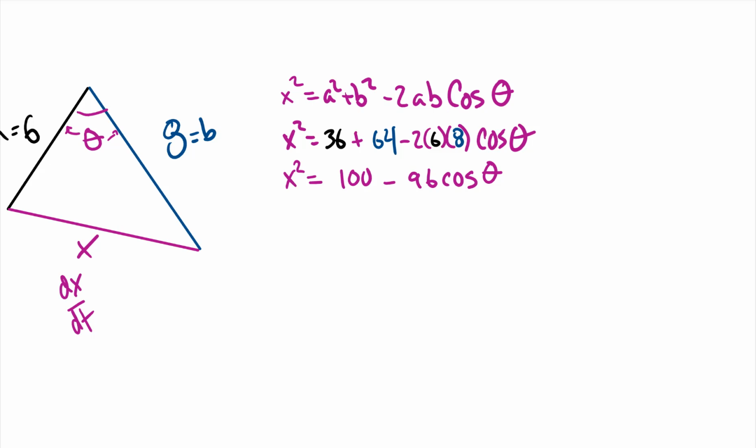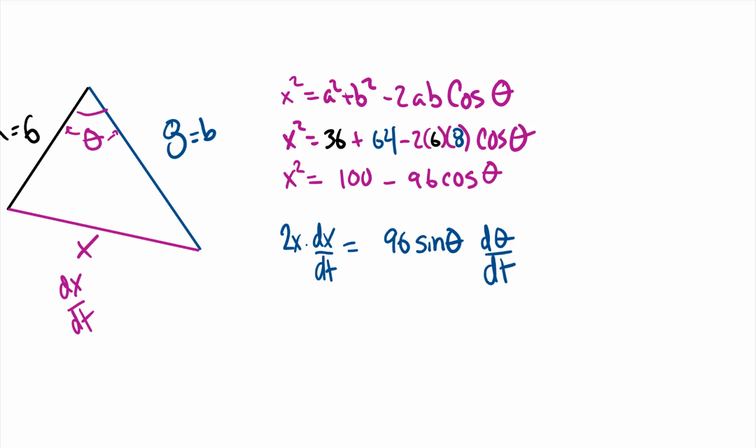Well, let's take a derivative. Once we have some relation that's all tied up, we just have two variables, making sure we're not doing any products, chains, or quotients. So we'll take a derivative on x squared, and that's going to become 2x dx dt. Hey, that's what we're looking for. We want dx dt. The derivative on 100 is nothing, and then the derivative on negative 96 cosine of theta is going to be equal to positive 96 sine of theta d theta dt.